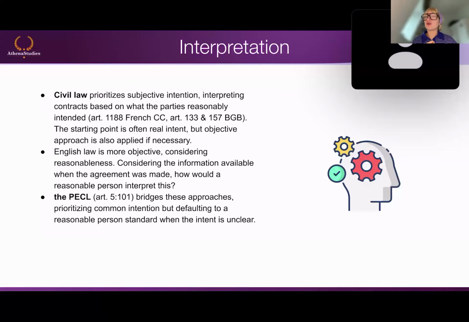And the Principles of European Contract Law is kind of like a bridge between these two approaches. It's always something in between. It uses both subjective and objective depending on the situation. What you need to remember from here is that civil law is mostly subjective and English law, common law, is mostly objective. Do you have any questions for me about the interpretation? I'll take that as a no then.